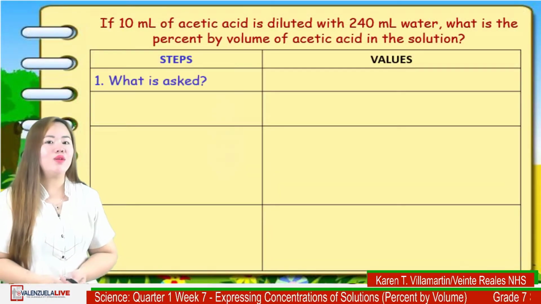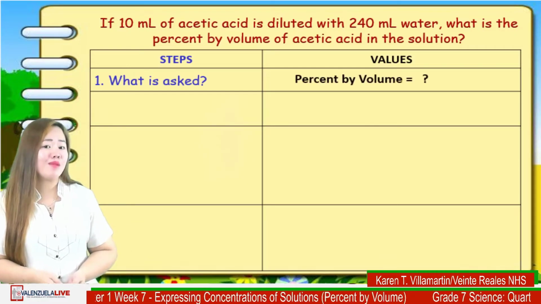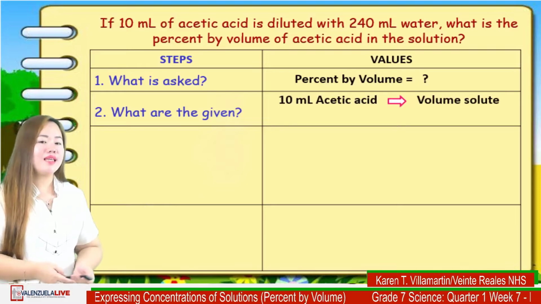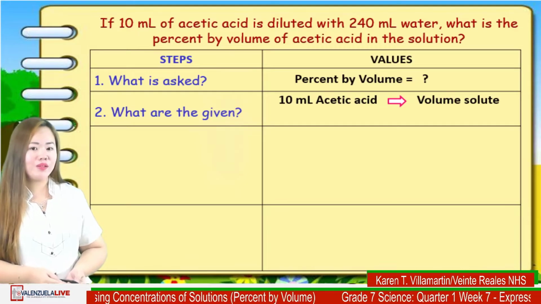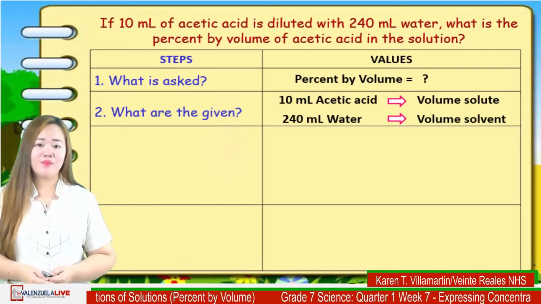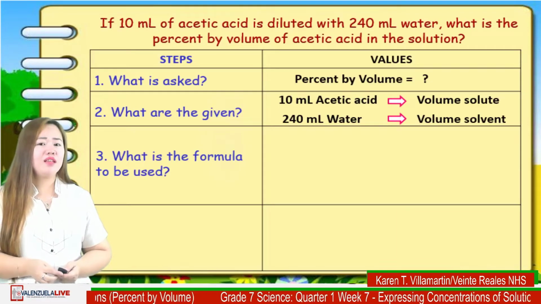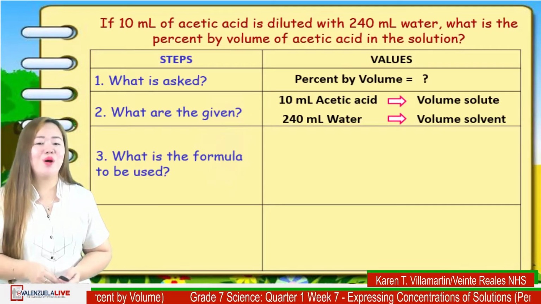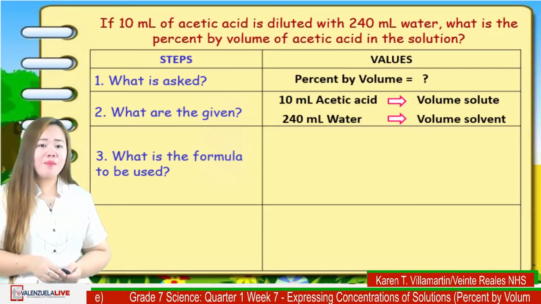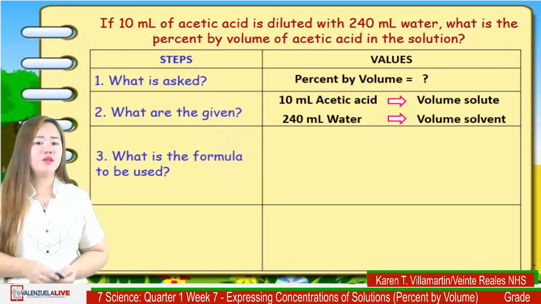Again, we still need to use the steps in problem solving. What is being asked is the percent by volume. Then, the given are 10 ml of acetic acid, which is the volume of solute, and 240 ml of water, which is the volume of solvent. Before we proceed to the formula, notice that this problem does not give you the total volume of the solution, but rather the volume of solvent is given. But remember that in order to get the amount of solution, you simply add the solute and the solvent.